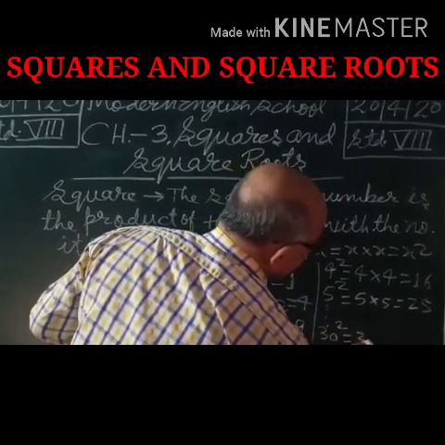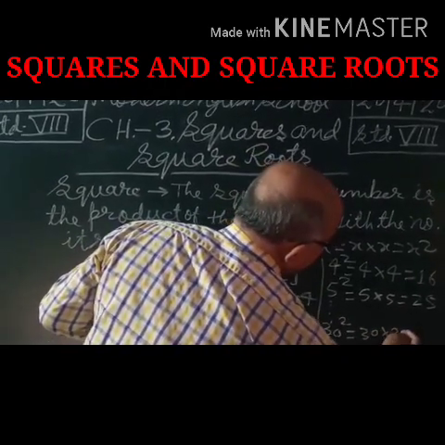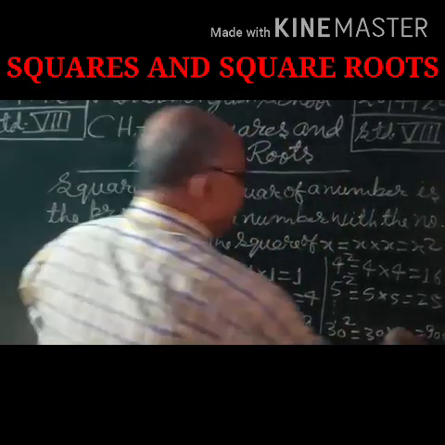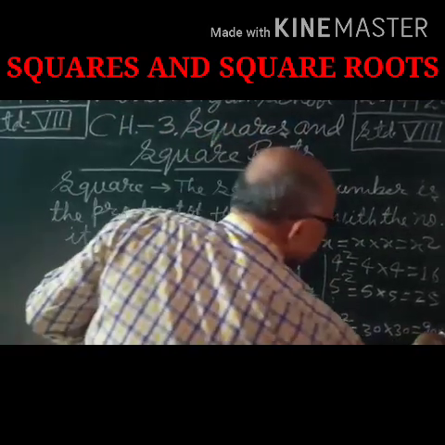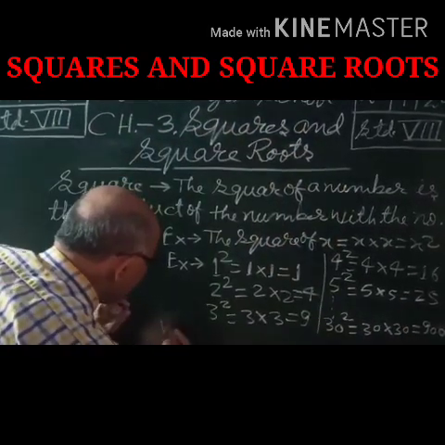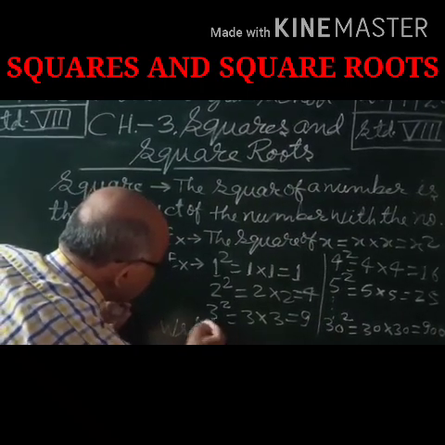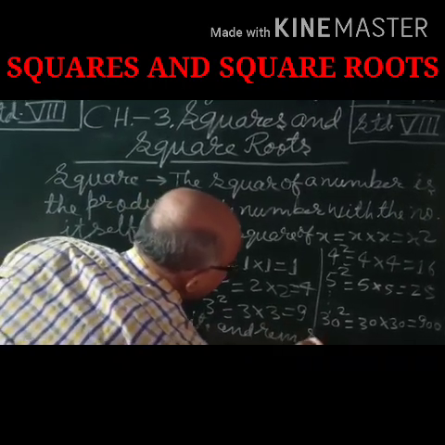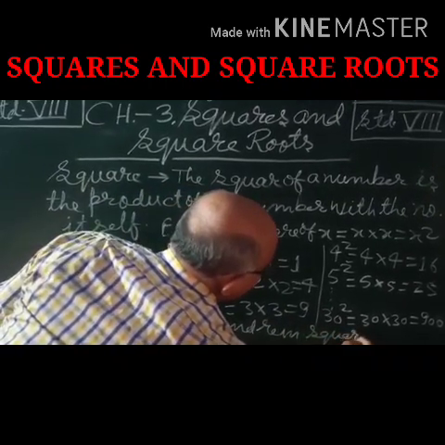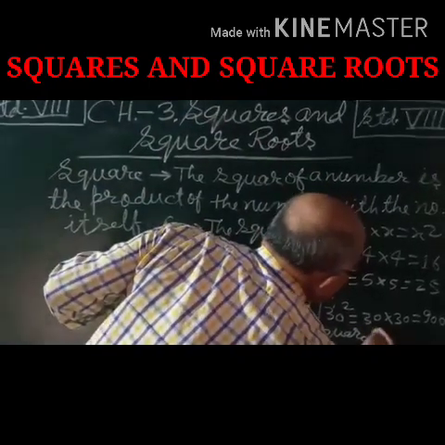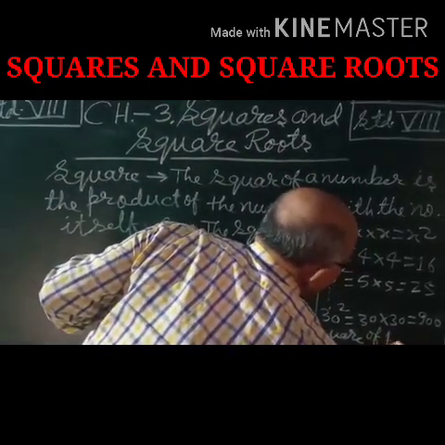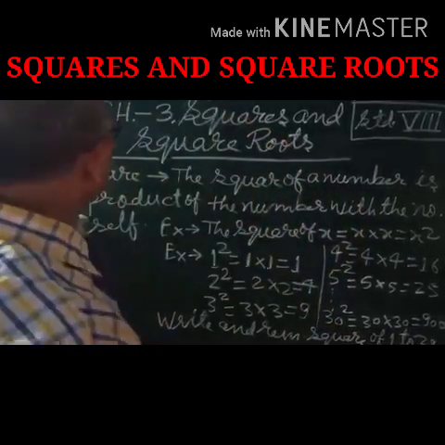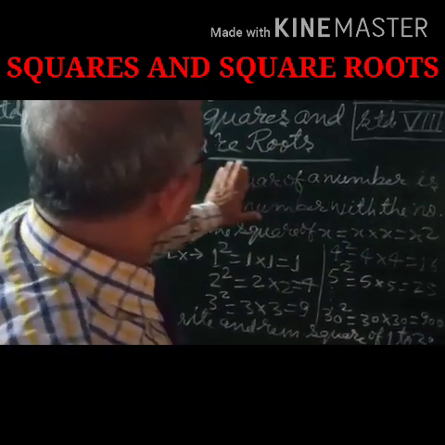30 squared, 30 into 30, equals 900. Dear students, you write and remember the squares of numbers 1 to 30. Write it.